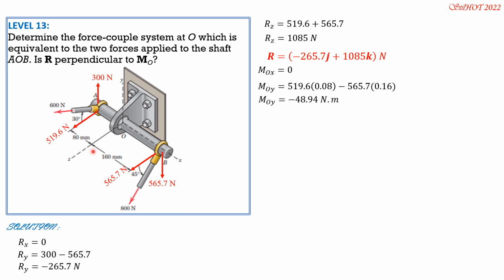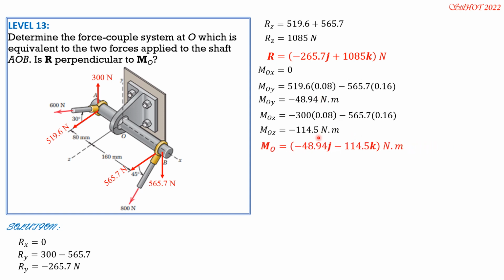MOZ: this is your right thumb, so the positive sense of moment would be that. And 300 is opposite. 565.7 is also opposite. These two are not involved. They are parallel to the z-axis. So negative 300 times 0.08 and negative 565.7 times 0.16. So MOZ is negative 114.5 newton meter. In vector form, MO is negative 48.94 J, negative 114.5 K newton meter.